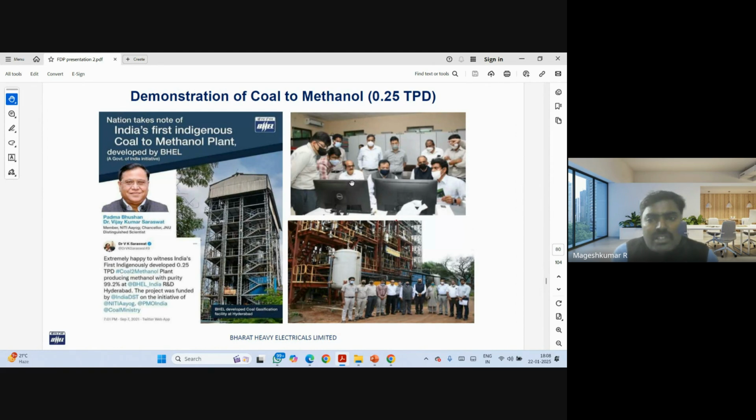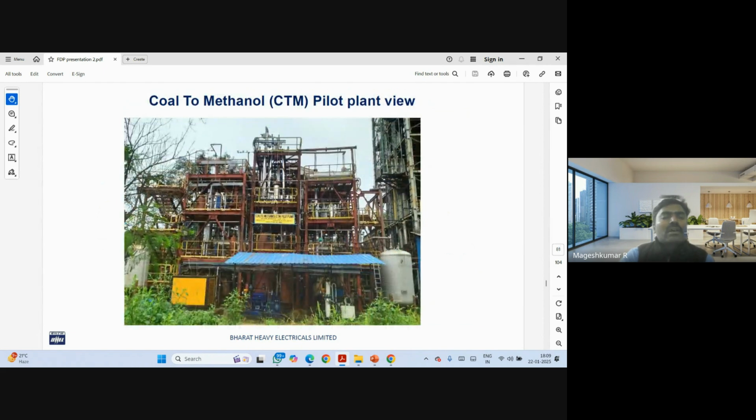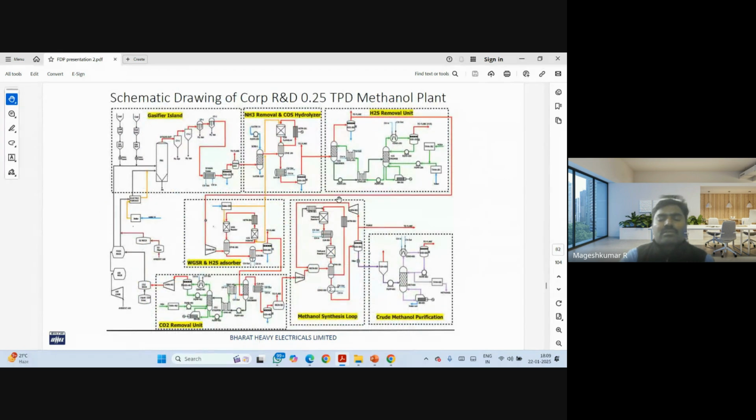So this was the demonstration plant which was demonstrated to our Niti Aayog Chancellor, distinguished scientist Padma Bhushan Dr. Vijay Kumar Saraswat, way back in 2021 at our premises. The proud moment for us. This is our pilot plant which has been built at Hyderabad. This is the schematic drawing.